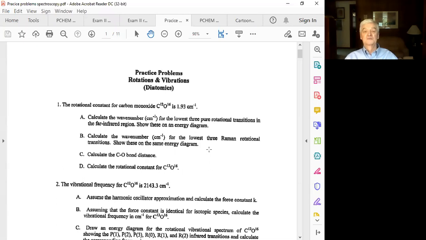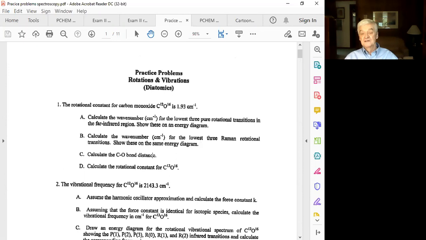I won't go over the answers, but we start with this one. We give you the rotational constant for carbon monoxide, and the first question asks you to calculate the lowest 3 transitions. So you know the first transition is at 2B, the next one at 4B, the next one at 6B. Then you're asked to do the same thing for Raman spectra. The first transition in Raman spectra, as we saw, is 6B, and then the next one is at 10B, and then 14B. I mean, those are the levels, but then the transitions are at 6B, another 4B, and then another 4B.